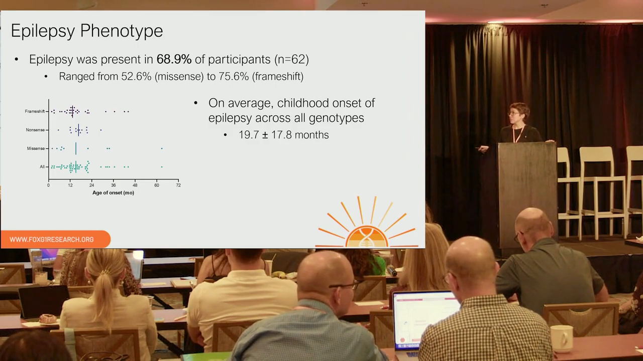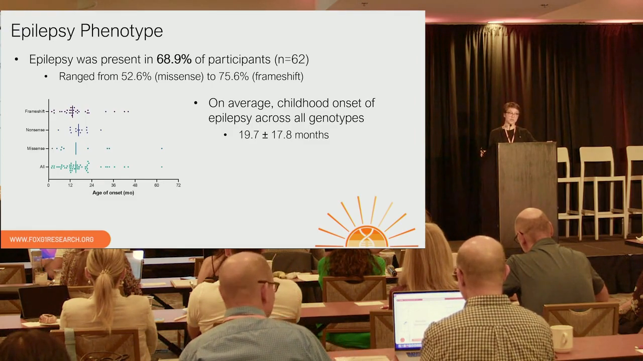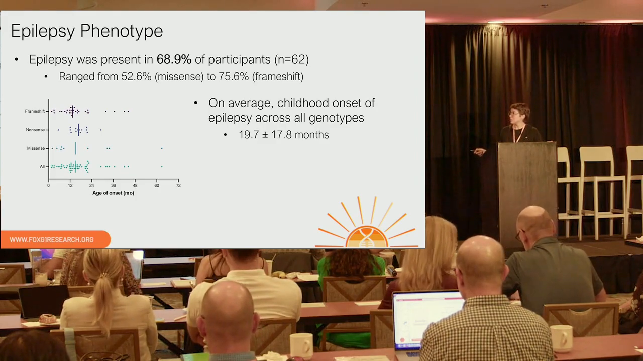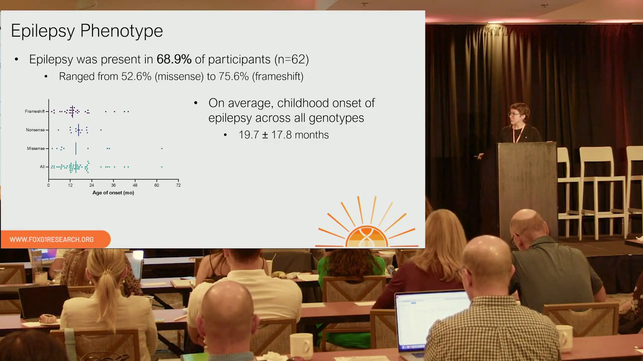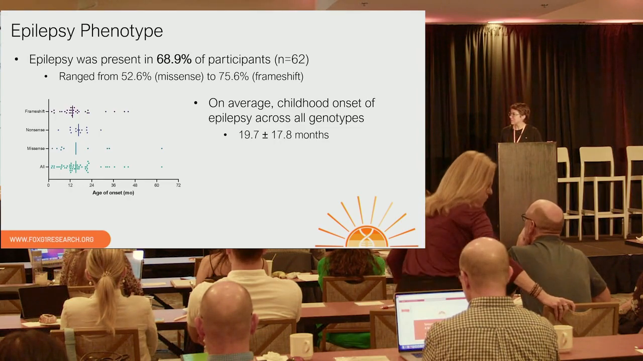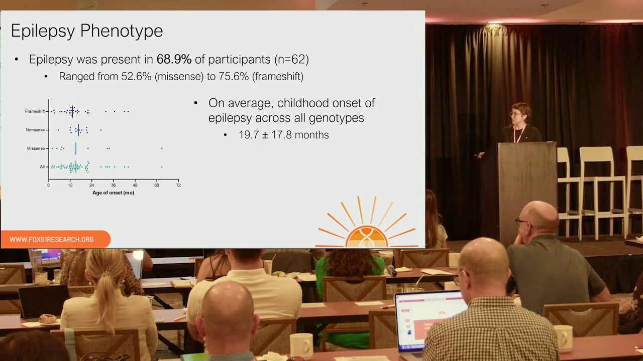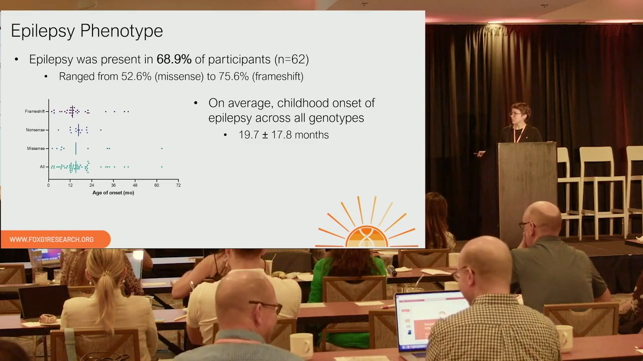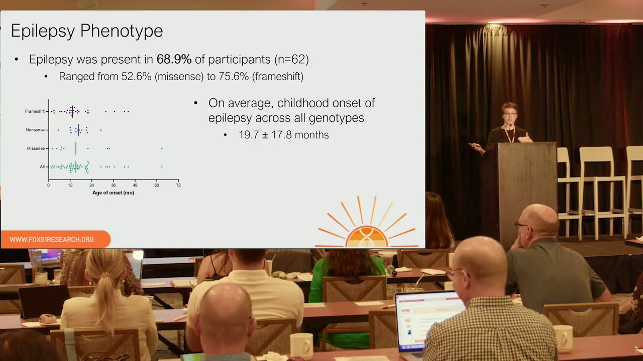And this really ranged from about 50% in individuals with missense variants up to about 3/4 of individuals with frameshift variants. And on average, we saw that there was childhood onset of epilepsy across all genotypes. So this is a similar graph to the first one that I showed, where we have age along the x-axis in months. And then these are the different genotype breakdowns where each little dot represents a single patient. And so what we can see is that the bulk of diagnoses of epilepsy are actually occurring at 12 months of age or after.